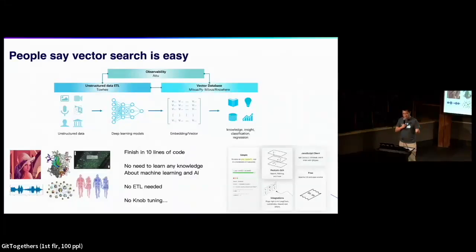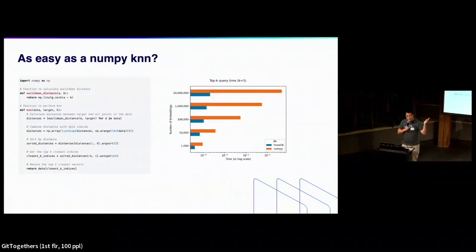Some people say that vector search is actually very easy, especially if you have a large amount of unstructured data, you directly throw it into an embedding model. After you get all those embeddings, you throw them into your VectorDB, and you get all you need, right? I know a lot of competitors put words like easy to use and simple on their web page. Those seem to be finishing in 10 lines of code. No need to learn anything about machine learning. No need to learn anything about AI. No ETL necessary. No node tuning. It could be as easy as NumPy, right?